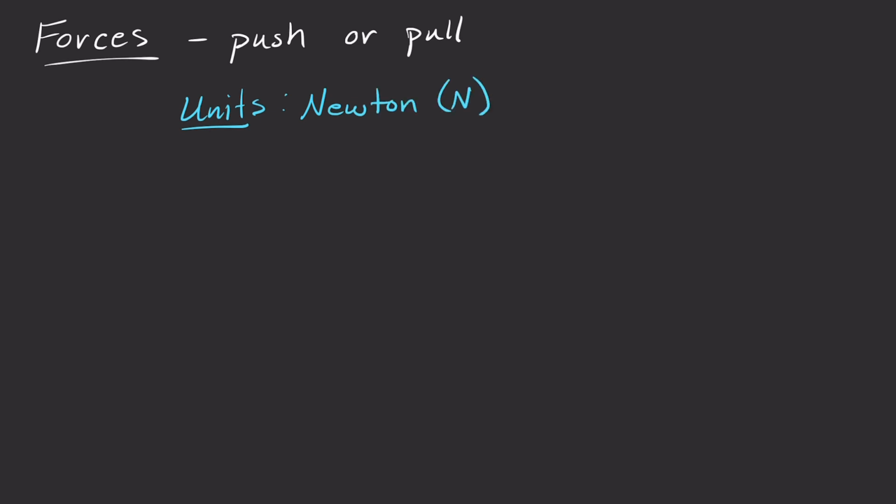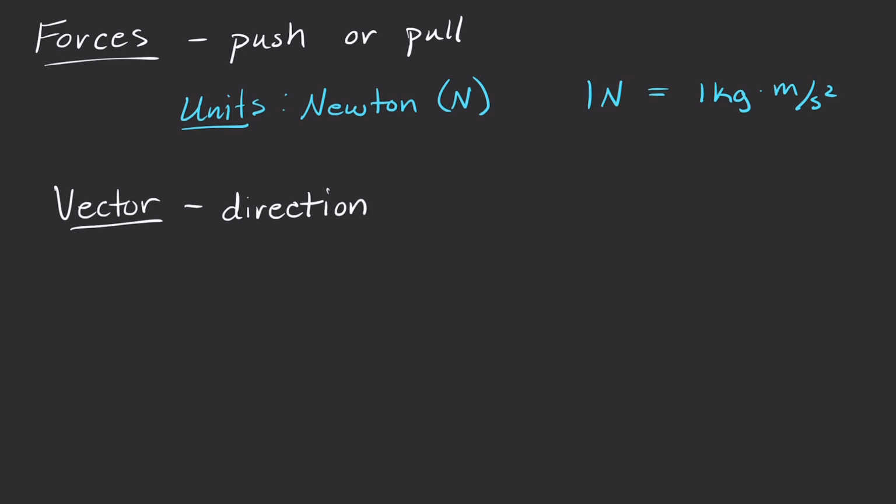And we usually write that with a capital N. And 1 Newton is equal to 1 kilogram meter per second squared. So this is kilogram times meters per second squared. And things you should know about forces: first of all, force is a vector quantity. And this means, like all vectors, it has a magnitude and a direction, so the direction matters.